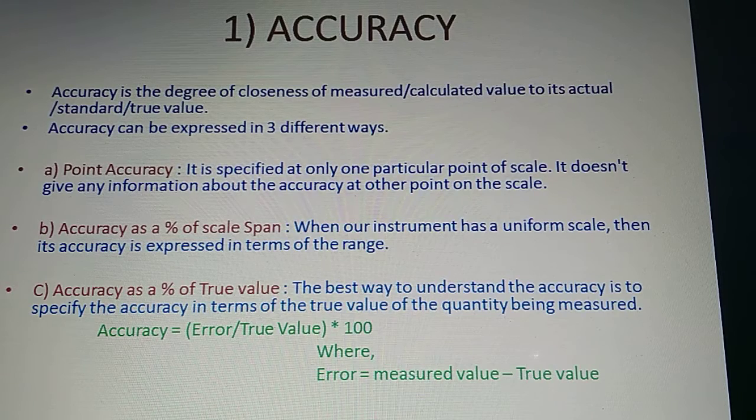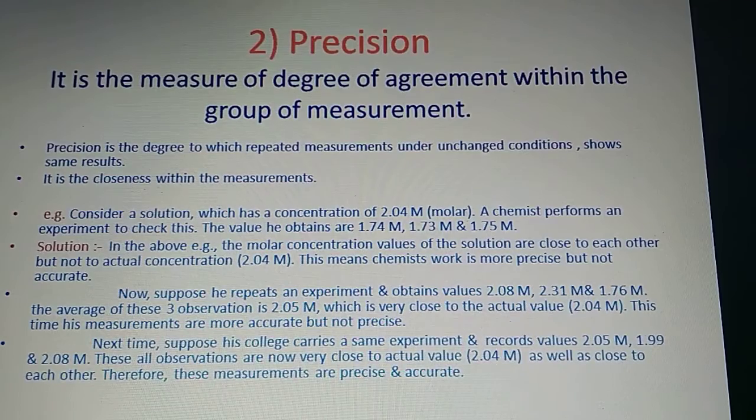The first static characteristic of the sensor is accuracy, and we know that accuracy is the degree of closeness of a measured value to its actual value, and this accuracy is expressed in three different ways: point accuracy, accuracy as a percent of span, and accuracy as a percent of true value. And therefore we can say accuracy is equal to error divided by true value into 100. This is the formula we studied last time. And what is meant by error, we have already studied.